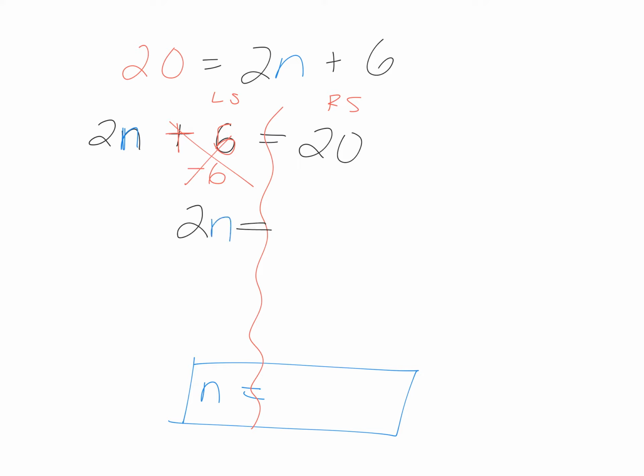2 and n. 2n. Now, you can't just do something to one side of the equation and not do it to the other side. You have to keep the equation balanced. So if I took 6 away from the left side, what do I have to do to the right side? Take away 6. Good. Let's simplify it. What's 20 take away 6? 14. Good. Now we have 2n, which means 2 times n, is equal to 14.